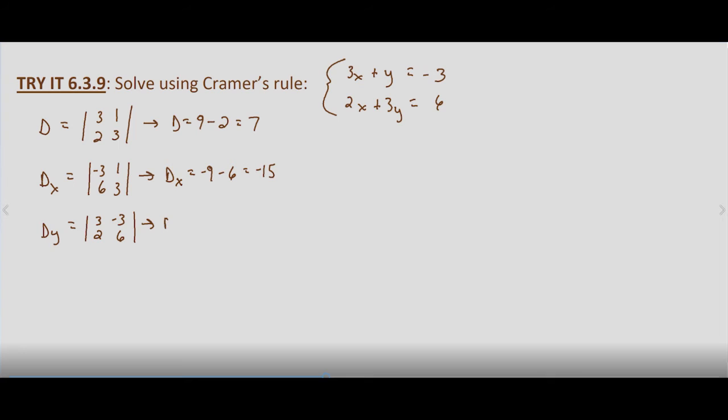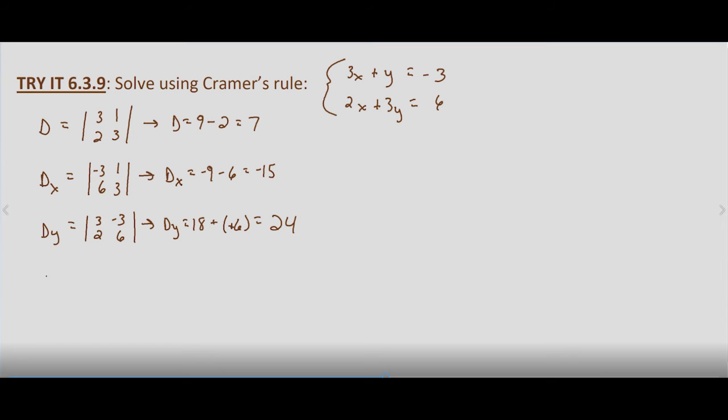So that yields D sub y equals 3 times 6 is 18, minus 2 times -3 is -6. So minus a negative becomes plus a positive. So 18 plus 6 is 24. So now we have D sub x and D sub y. And we want to find x, which is D sub x over D.